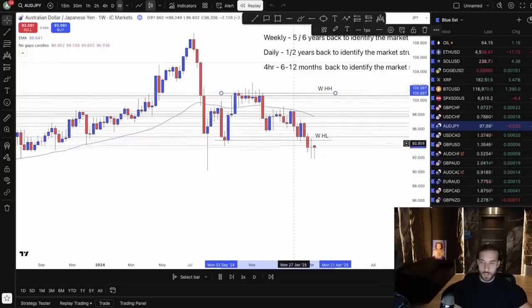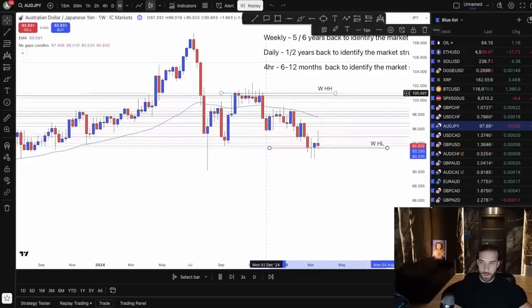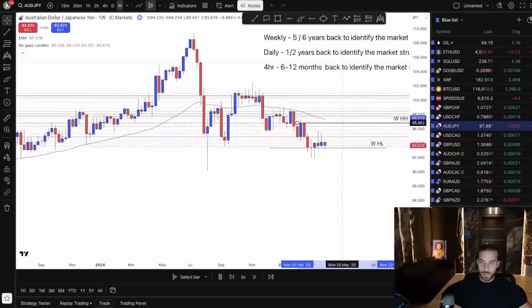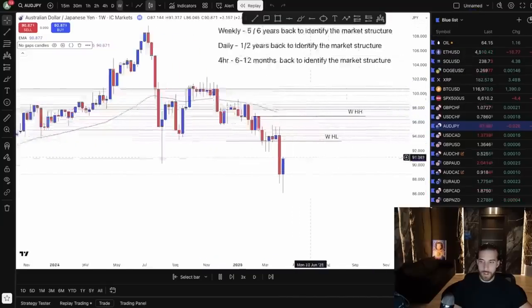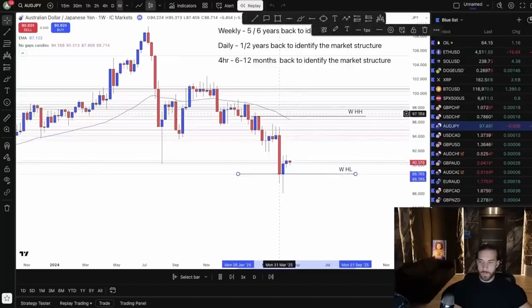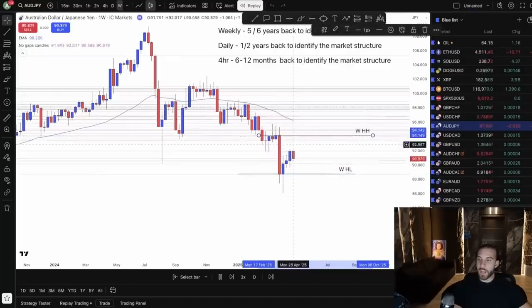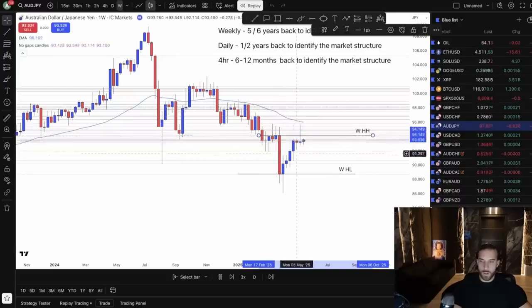Now it did body close below. So this becomes a new lower low. Then this over here becomes the lower high. So we are now bearish. Then this becomes the lower low. Then this becomes the lower high. We are now bearish inside of this move. Once we body close above, we then go bullish.